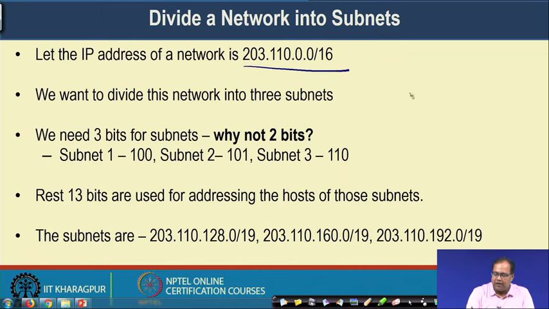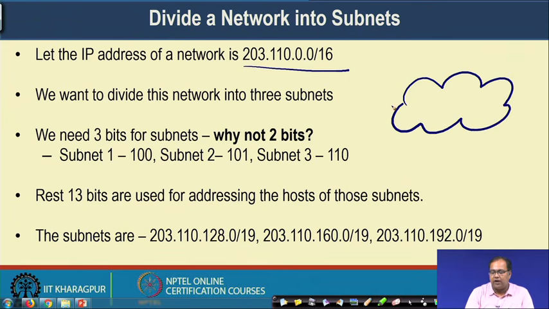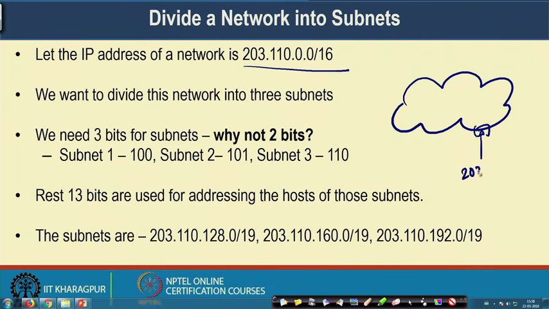Assume that that is an organization network. This organization network has a border router, and from the central IP allocation authority, in case of India it is APNIC, they get this particular pool of IP addresses, say 203.110.0.0/16. So, that is the IP address which denotes this entire network.